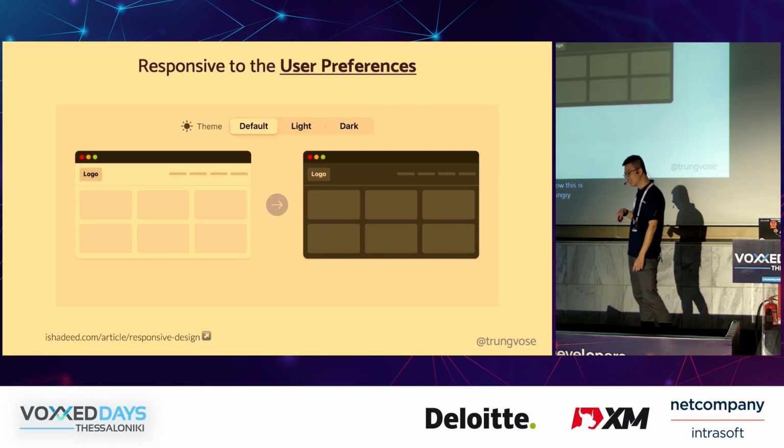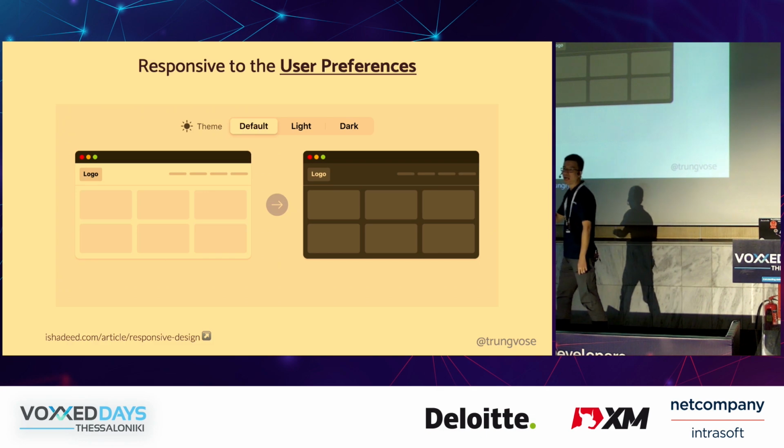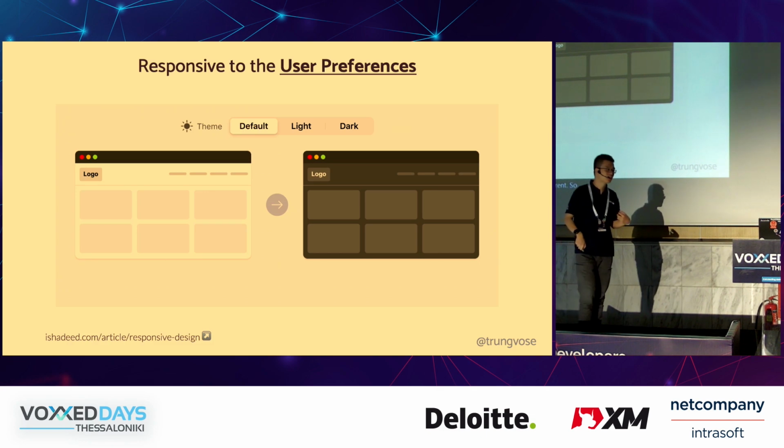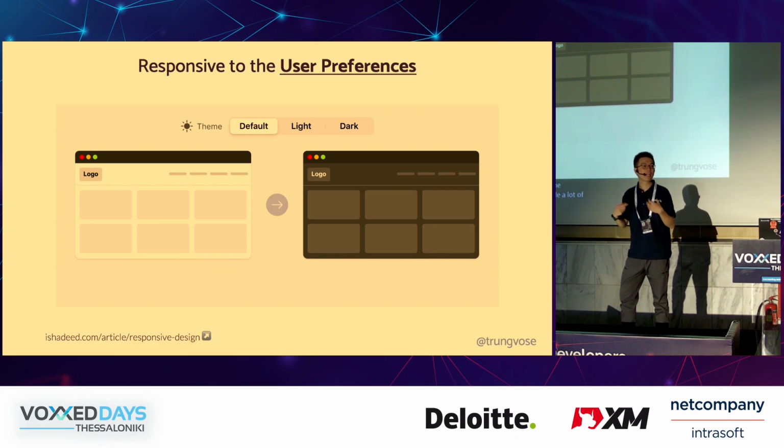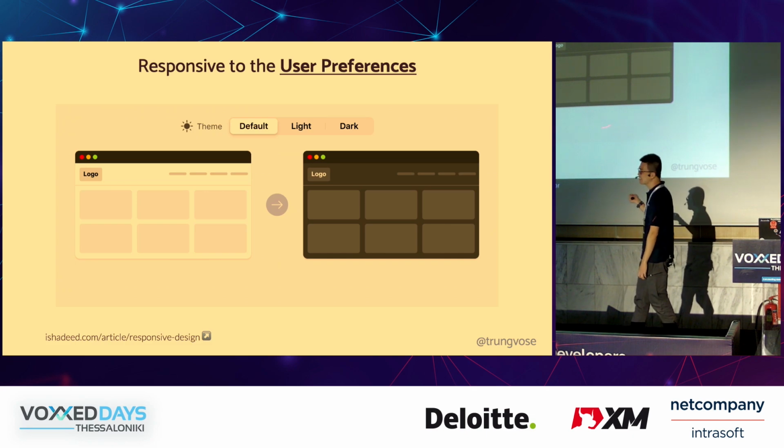But the last piece is about user preference. So now you suddenly have the capability to toggle a lot of things on your operating system. For example, you prefer the dark theme.